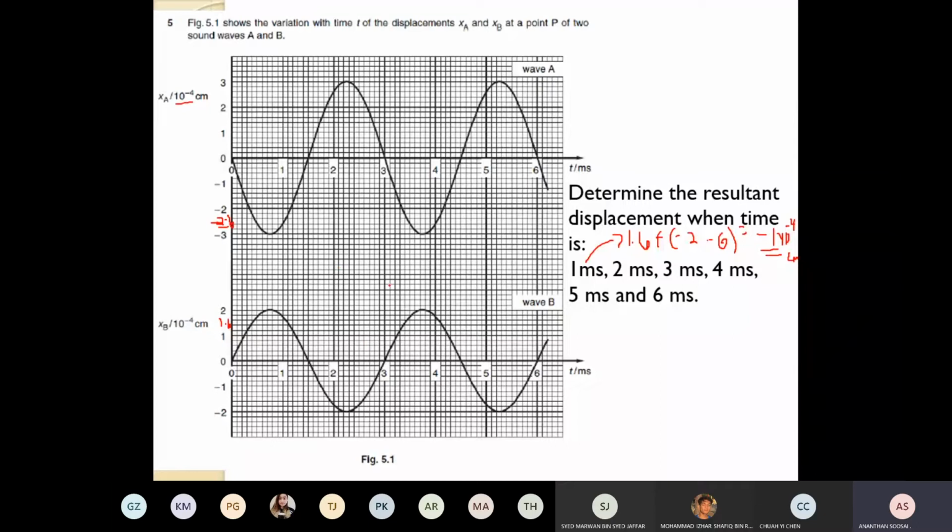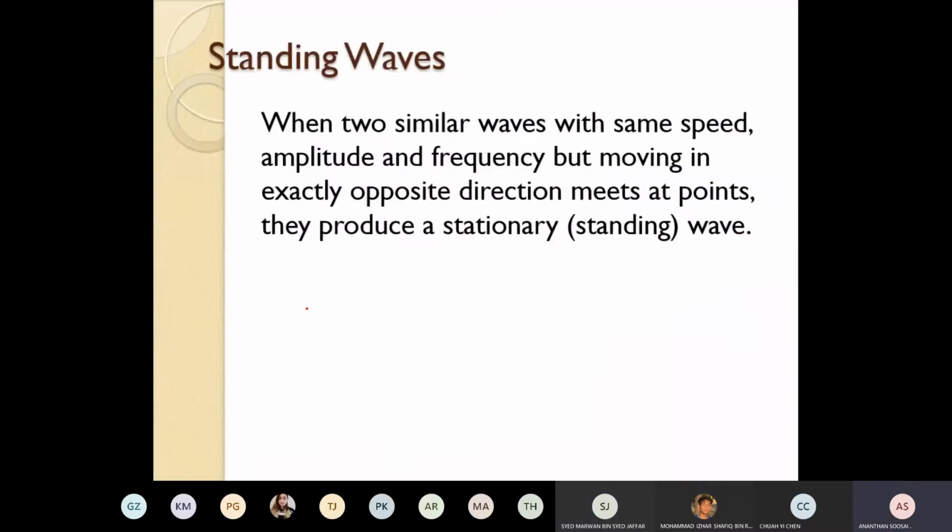Just add them. If it's a trough, then you take it as negative. If it's a crest, then you take it as positive. Simply add them. The other points I don't want to do, it's the same technique. Check the displacement on the first wave and the displacement on the second wave at that time, then add them. So that is the principle of superposition. All the phenomena we're going to discuss are based on that superposition principle.